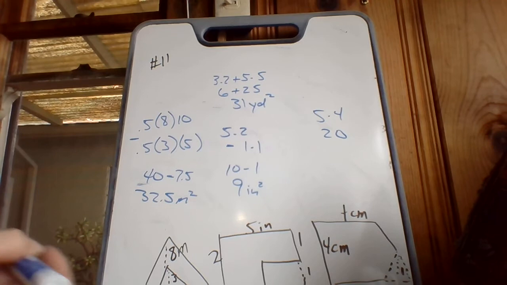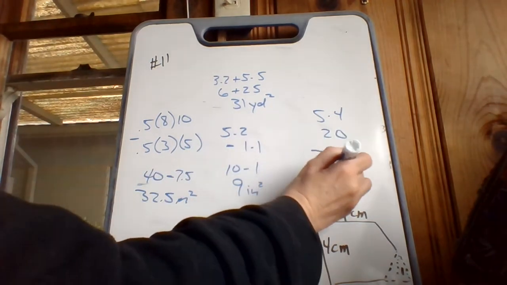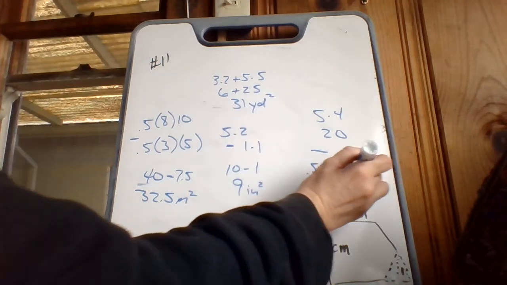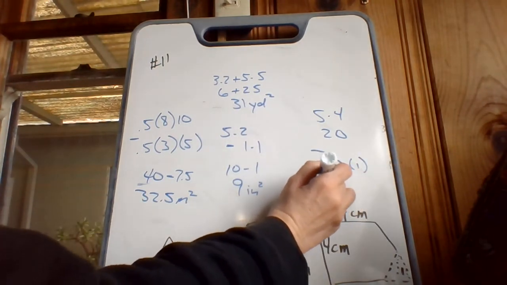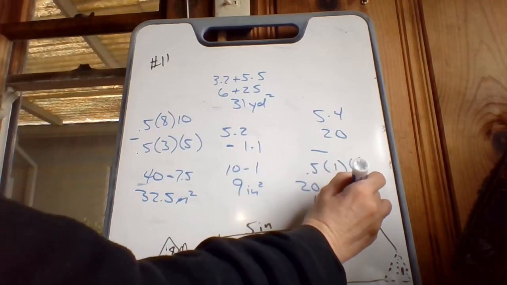Now, the triangle is 1/2 base times height. So 0.5 times 1 times 1, which is 0.5. So really, I've got 20 minus 0.5, 19.5 centimeters squared.